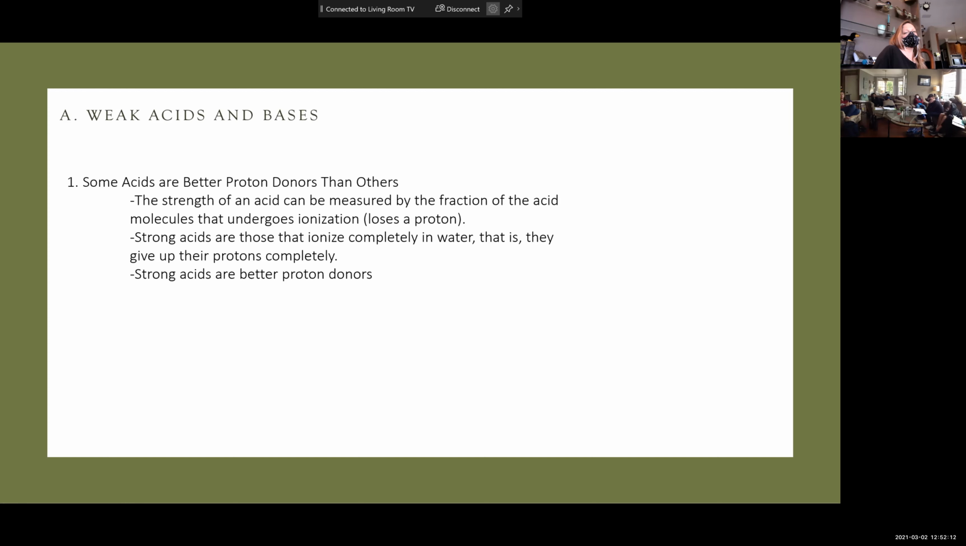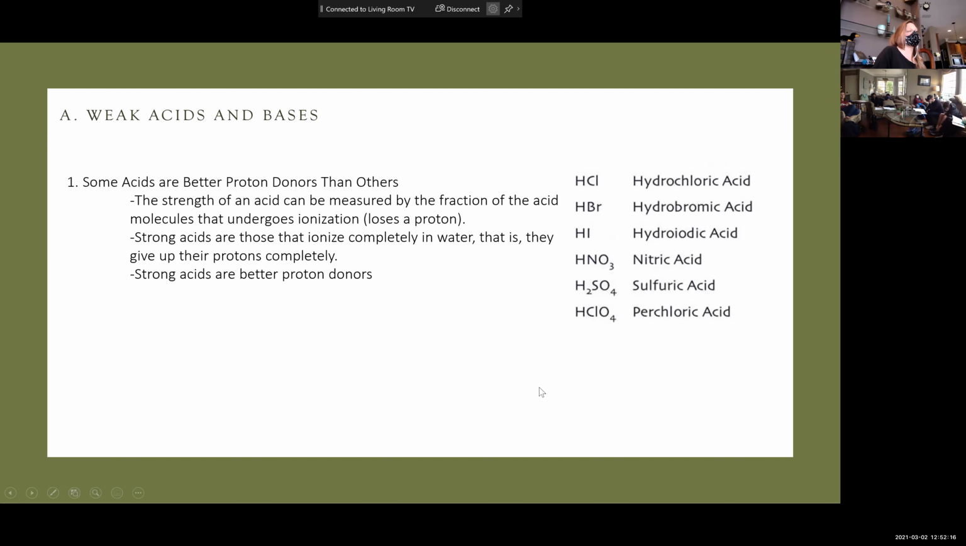And so some of your acids are going to be better proton donors, and some of your bases are going to be better proton acceptors. So here are examples of strong acids. We've used hydrochloric in here, and we did a problem with nitric, but we haven't used any of the others, I don't think. Sulfuric. Oh, we did use sulfuric. Yep, you're right. We used both of those last week.